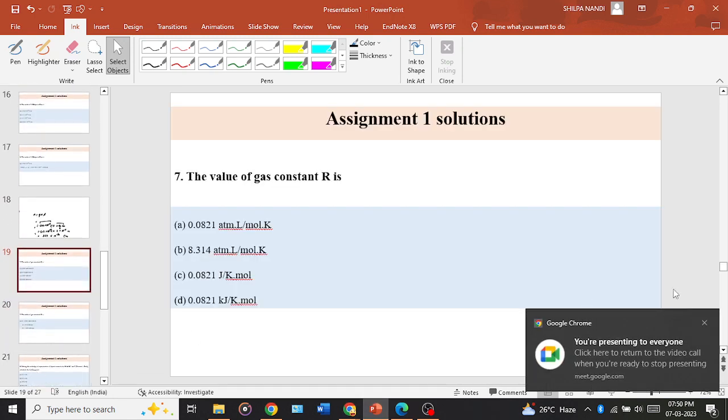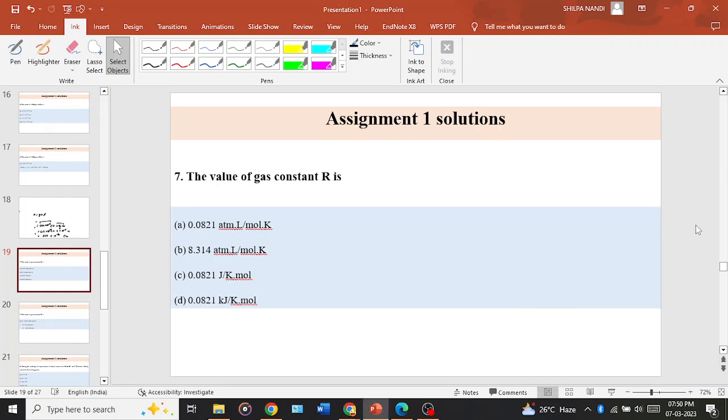The seventh question here is: the value of gas constant R is... The gas constant for an ideal gas is represented by R, and we have to know which is the correct value for this gas constant. The options given here are: A, 0.0821 atm liter per mole Kelvin. Option B is 8.314 atm liter per mole Kelvin. Option C is 0.0821 joule per Kelvin mole. And lastly, 0.0821 kilojoule per Kelvin mole.